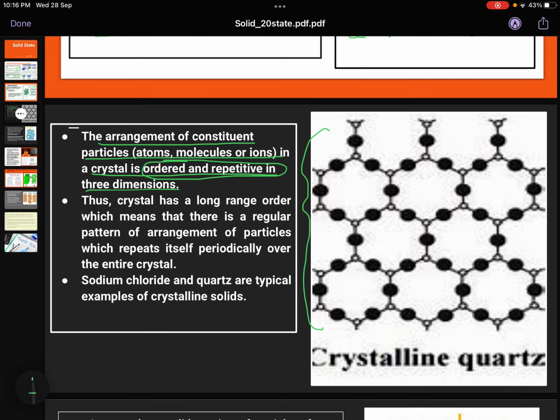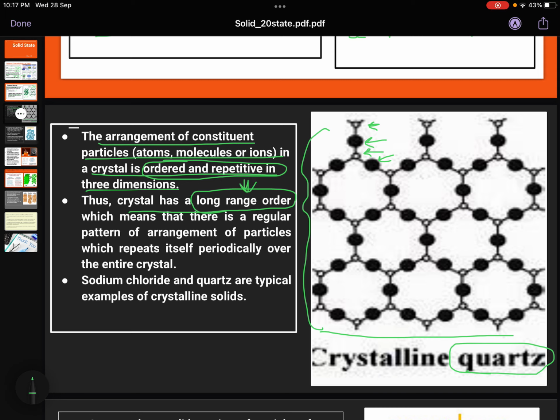Okay, quartz is also an example of crystalline solids. First of all, there is a small ion, then a larger ion, then again a small ion, then a larger ion. It means a particular arrangement is repeating itself, and this whole three dimensional arrangement is made of the same repetitive arrangement.